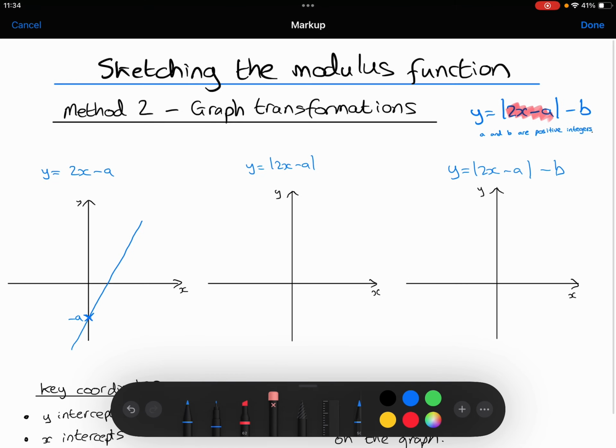I can work out the coordinate of this point here because I know that's when y is 0. So if I put 0 here, add a to both sides, divide both sides by 2. So this point here is the coordinate a over 2.